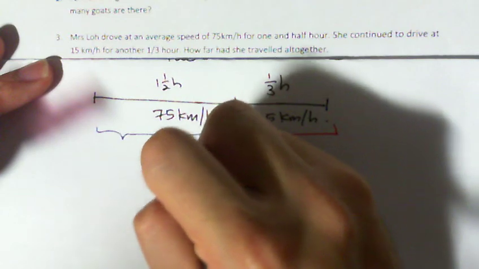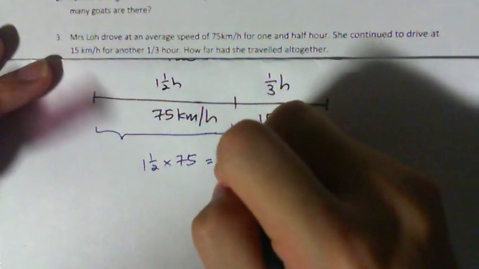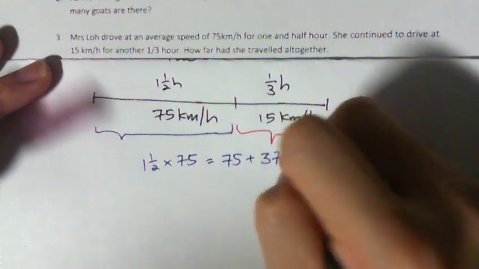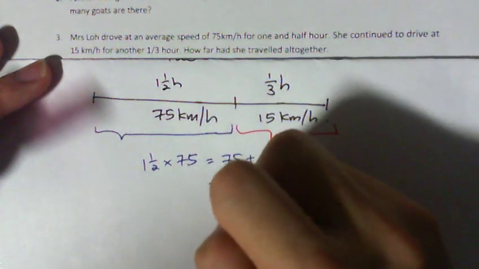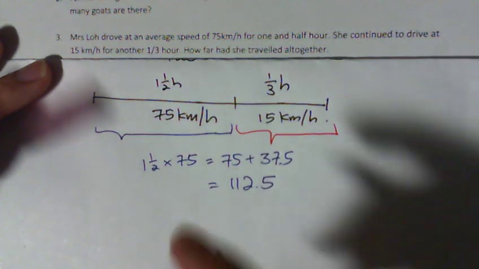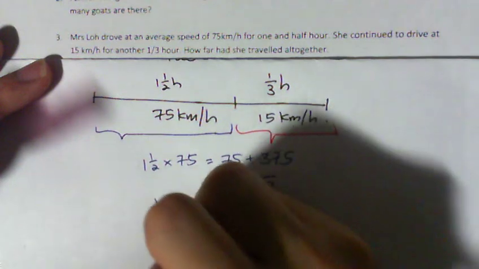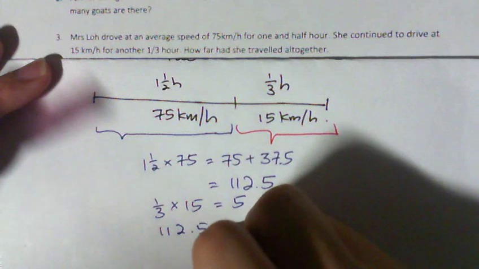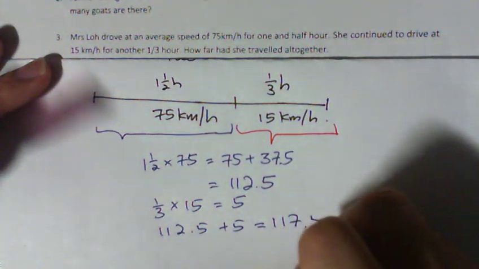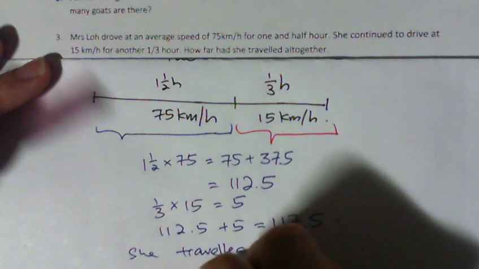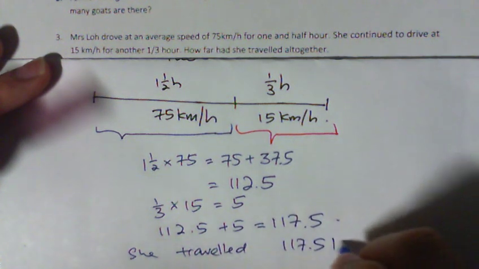So for the first portion, 1.5 times 75 equals 75 plus 37.5, which equals 112.5. So I know for the first part, she traveled 112.5 km. How about the other? 1/3 times 15 equals 5. So the total distance is 112.5 plus 5 equals 117.5. So she traveled 117.5 km.